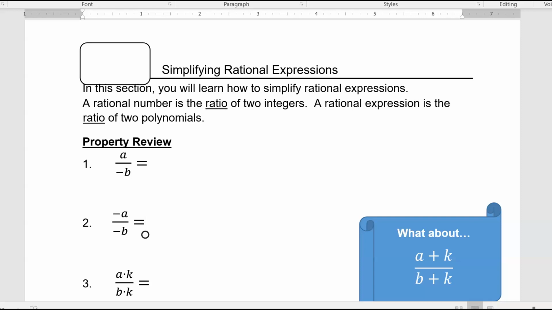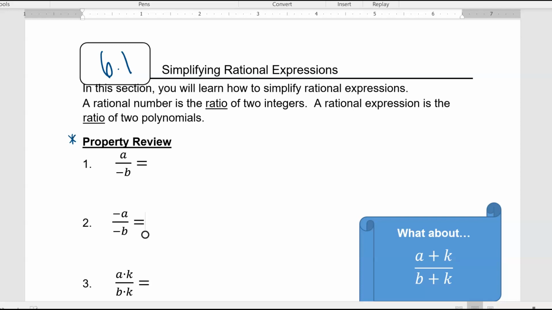Hi students, in this lesson we're going to simplify rational expressions, and this is section 6.1. A rational number is the ratio of two integers. So when you refer to ratio or rational, we're really talking about the operation of division. So let's talk about some of the properties you may already know.